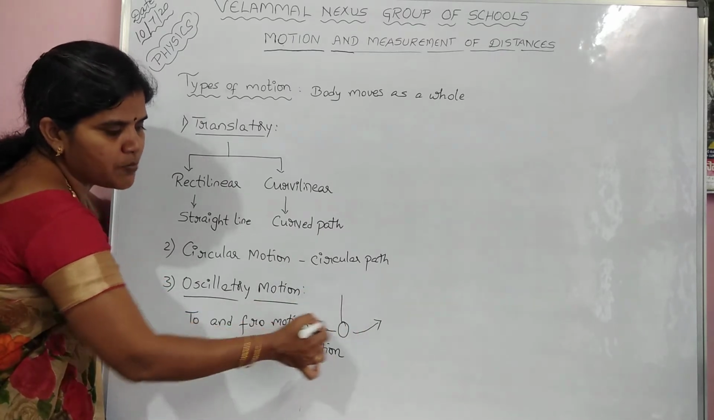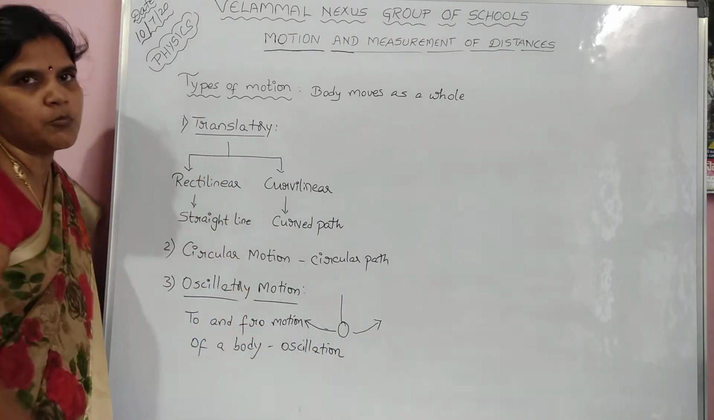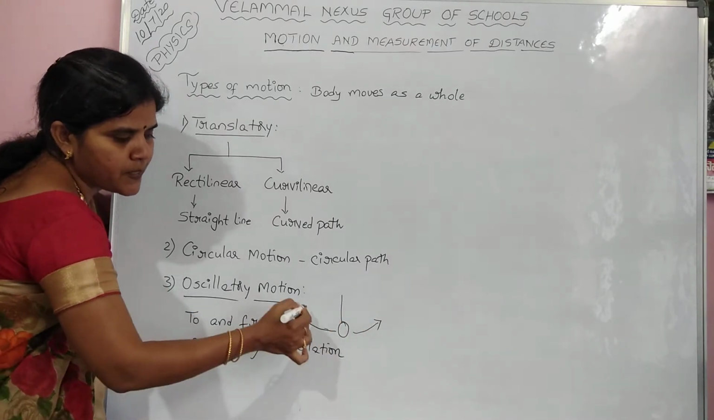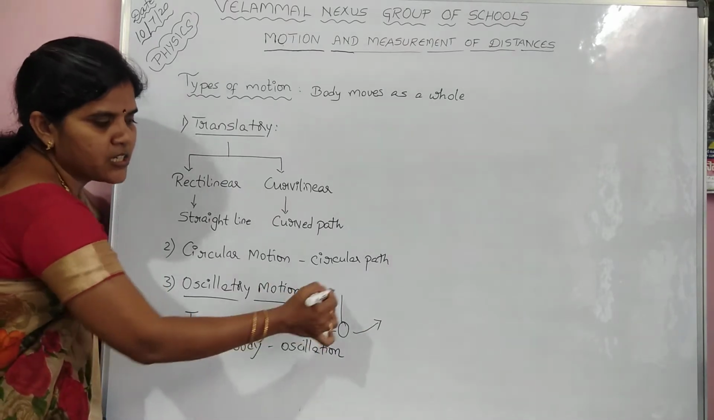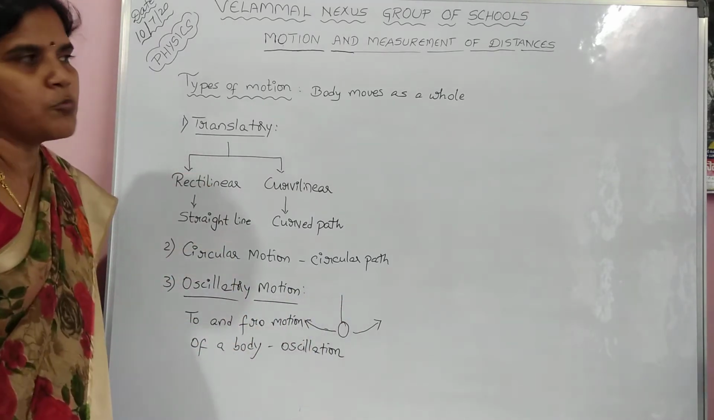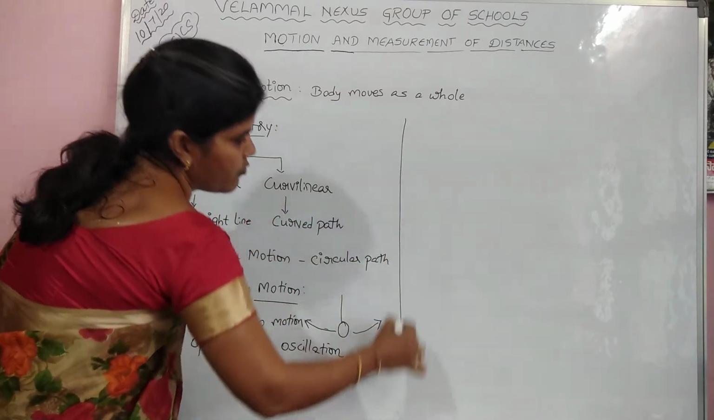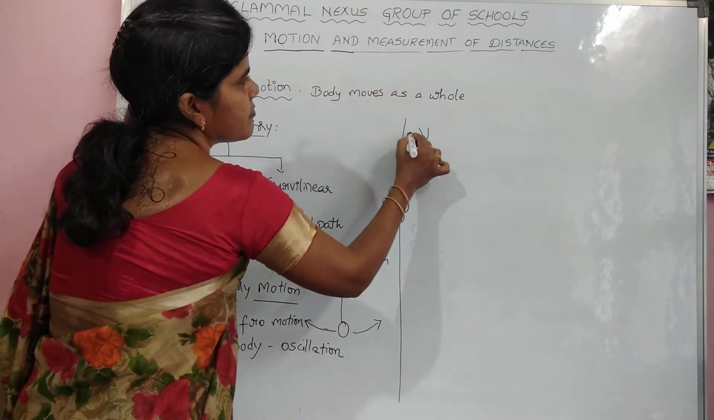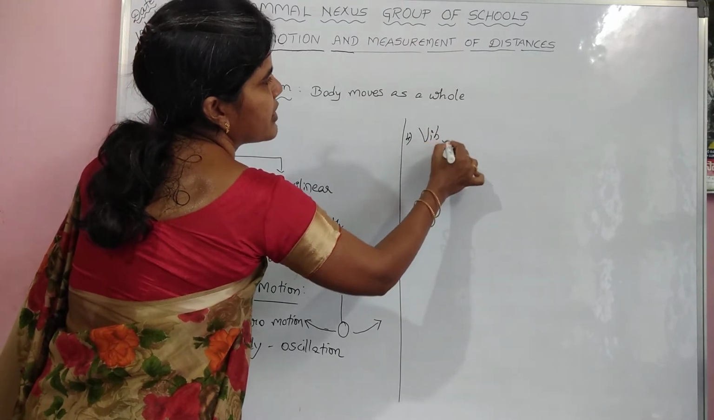This kind of motion made by the pendulum is known as oscillatory motion. I repeat, the to and fro motion of a pendulum is known as oscillation. This kind of motion executed by a pendulum is known as oscillatory motion. Next one is vibratory. What is vibratory?